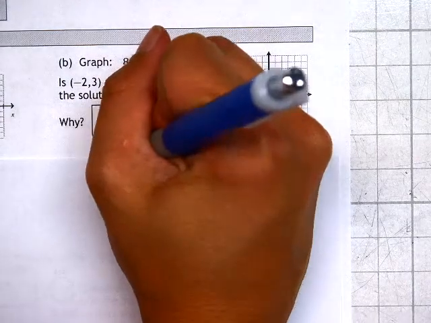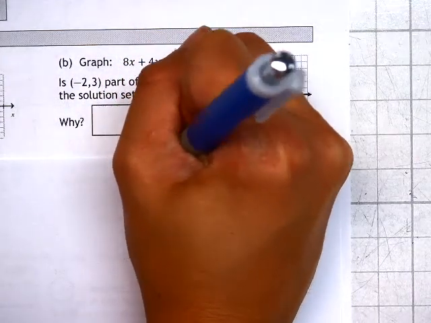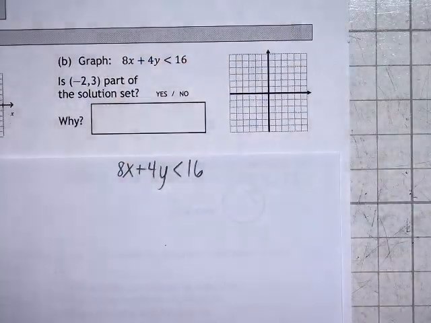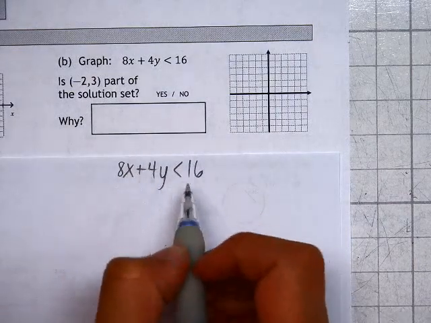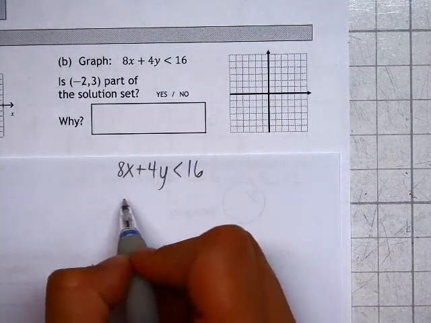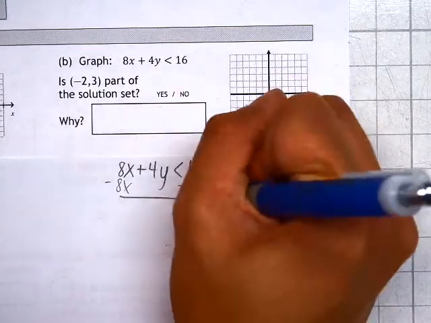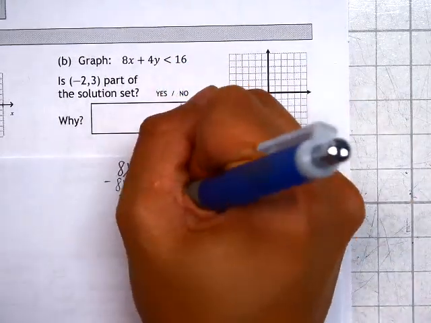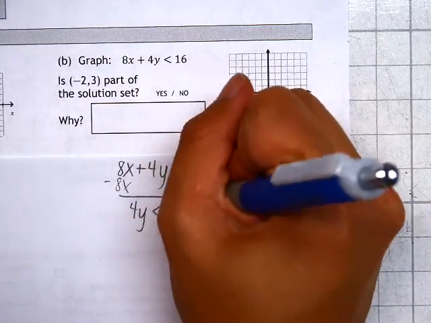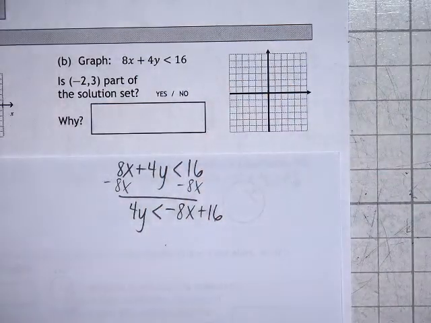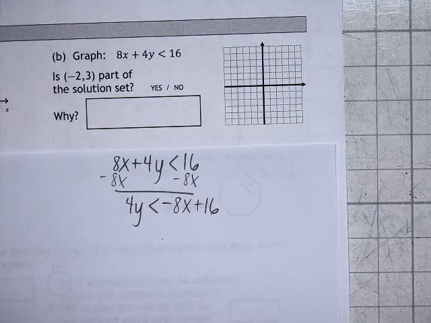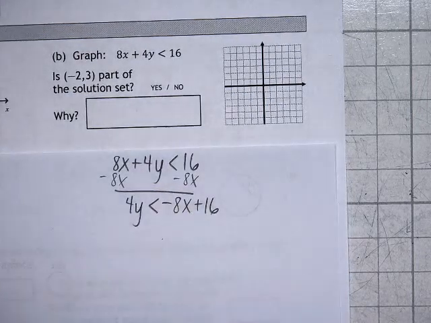So if I copy down, and notice I'm just doing this in my scratch space, if I copy down the inequality, the first thing I can move should be that 8x. Since it's positive 8x, I'll move it by subtracting 8x to the other side. That would give me 4y is less than negative 8x plus 16. Notice I wrote the negative 8x first. That's to keep it in the mx plus b format that we're probably used to from Algebra 1.